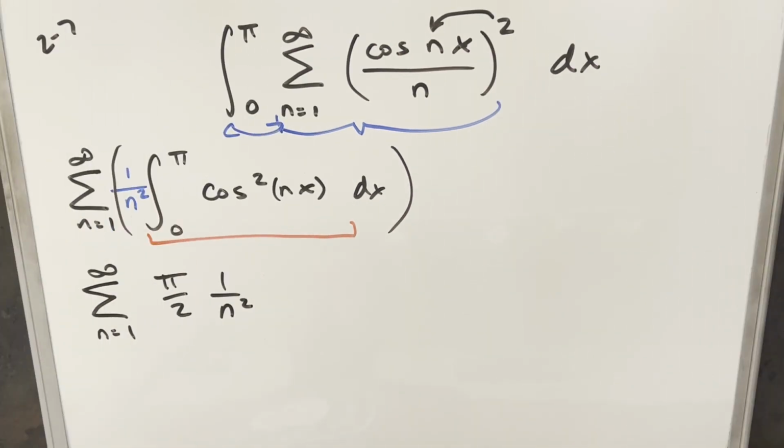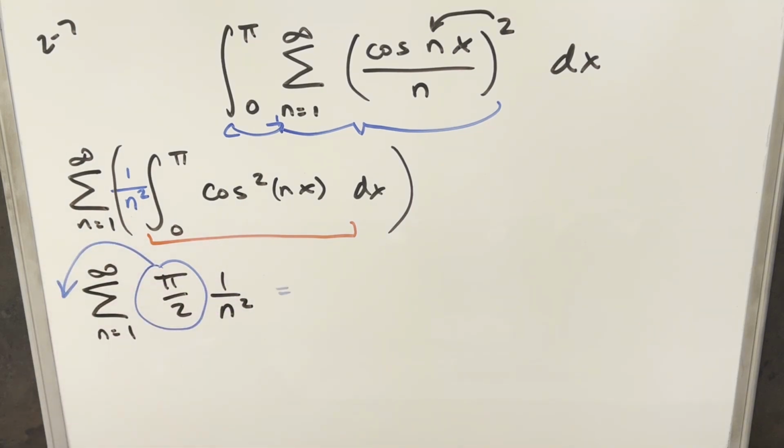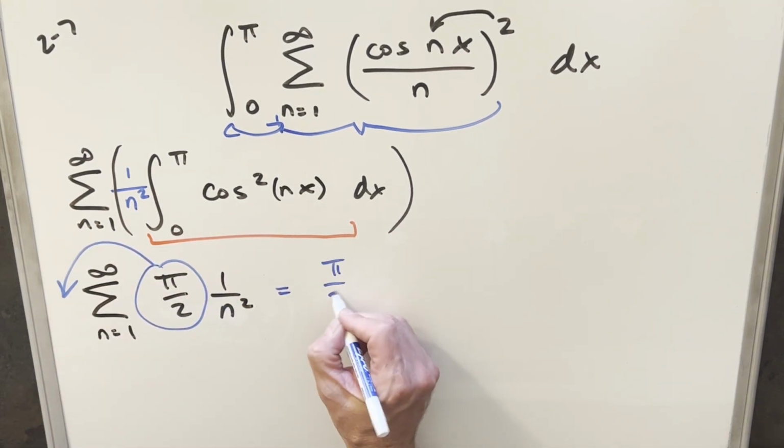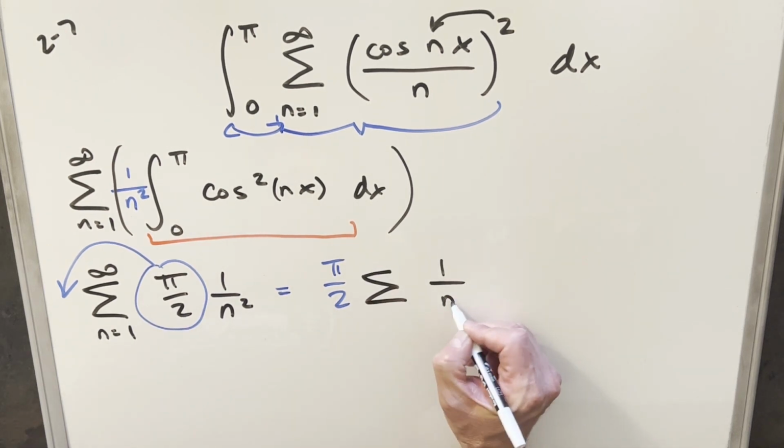Okay, so now at this point, all we've got left is the sum from n equals 1 to infinity of pi over 2 times 1 over n squared. This here is a constant value, so I could take it outside of the sum. So then I can do a quick rewrite. We've got pi over 2 times this sum, and all we have left is 1 over n squared.